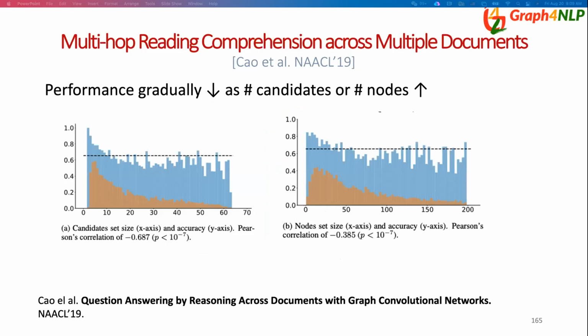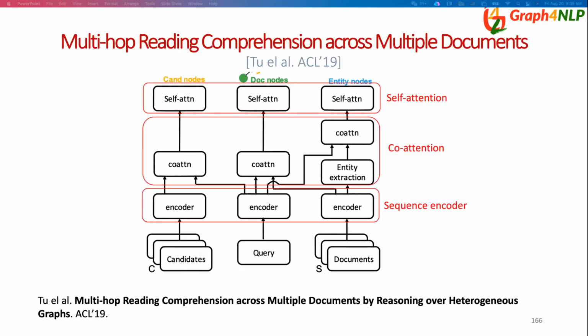Another interesting observation we can make is that as the number of candidate answers or nodes increases, both lead to a larger and more complex graph, and therefore you can see worse runtime performance. In the work I just described, the entity-level information is taken into consideration when constructing nodes. The follow-up work later in the year by Tu et al. seeks to take information from different granularity into consideration. So they consider nodes constructed from candidates, documents, and entities.